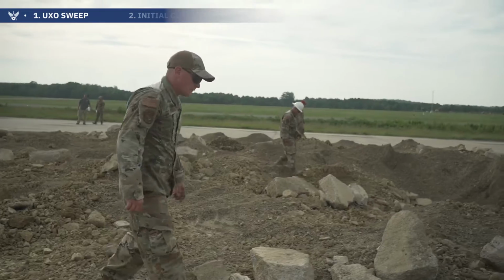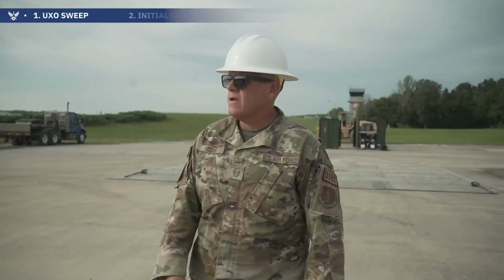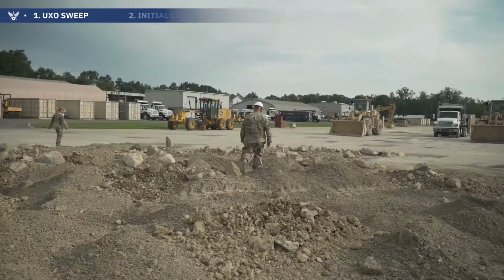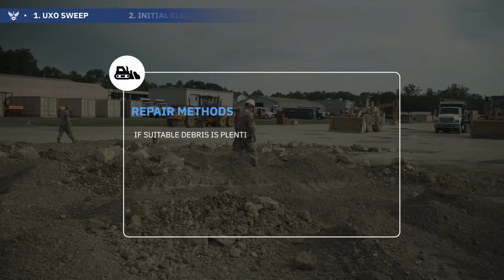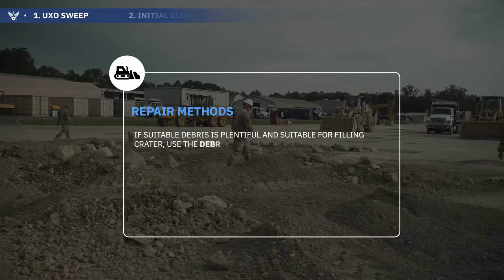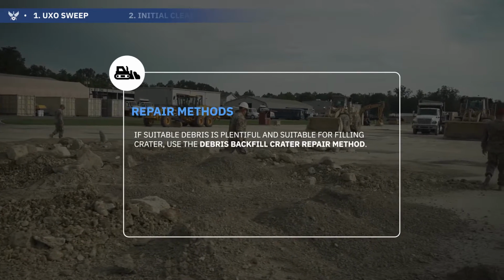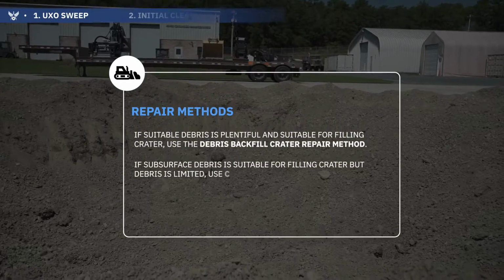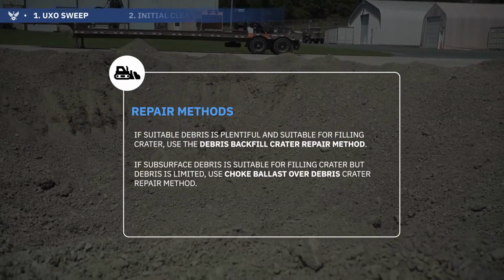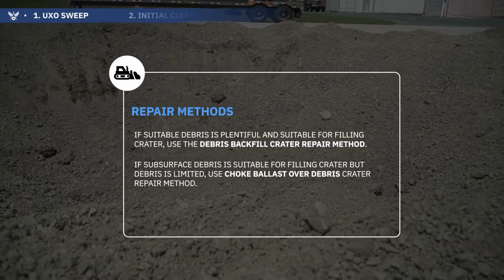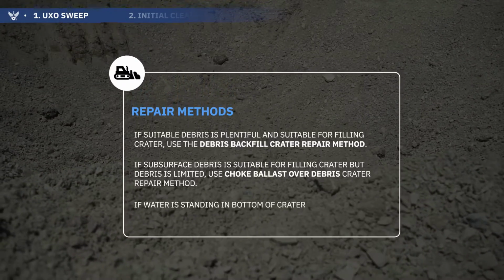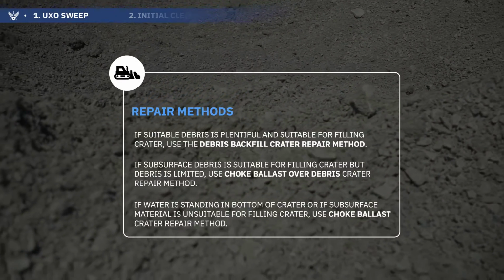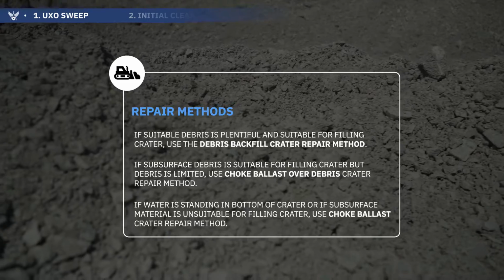If no additional UXOs are found, the operators will return to their front end loaders while the crater chief determines the repair method. If suitable debris is plentiful and suitable for filling the crater, use the debris backfill crater repair method. If subsurface debris is suitable for filling the crater, but debris is limited, use choke ballast over debris crater repair method. If water is standing in the bottom of the crater, or if subsurface material is unsuitable for filling the crater, use choke ballast crater repair method.